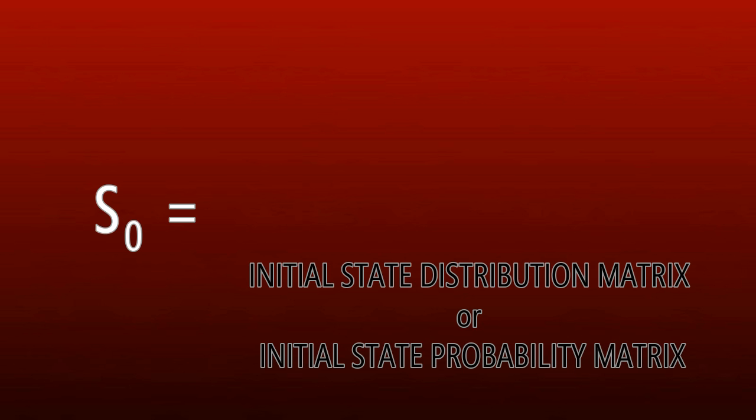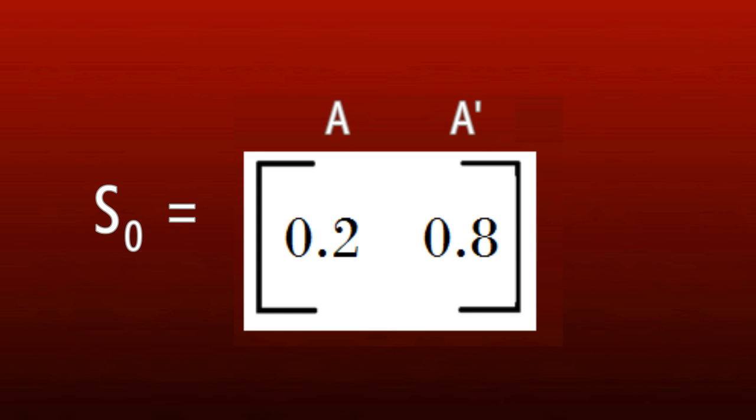Another notation is we'll use S sub 0. It's called the initial state distribution matrix or initial state probability matrix. This has to do with basically the market share. We said initially that brand A had 20% or 0.2 of the market, which means other brands, not A, control 80% of the market.